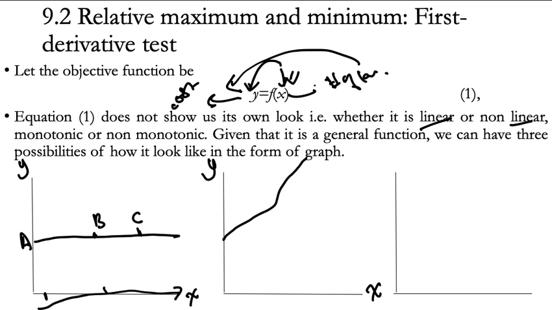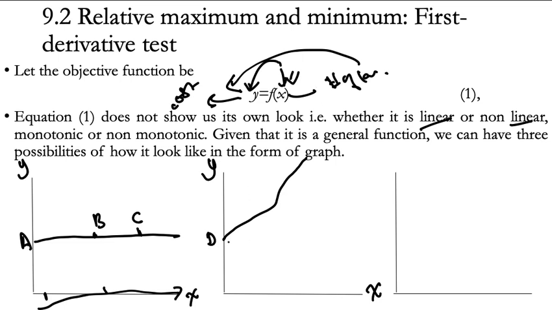Then you can see that though it is not a straight line, it is increasing. There is no single point that shows it is decreasing, suddenly decreasing, before that it increases and then suddenly decreasing. All of them show increasing in nature. So let's say we have point D here.